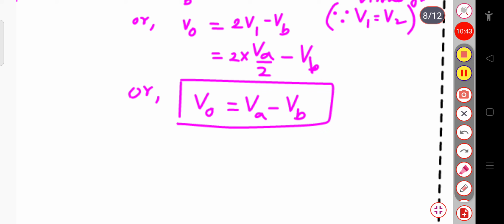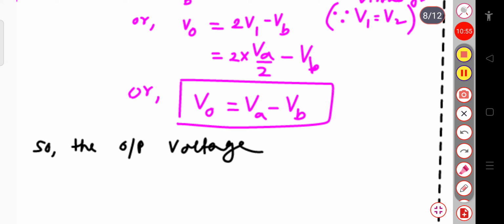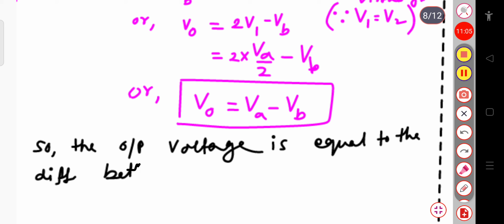So what we finally get is that the output voltage is equal to the difference between the two input voltages.